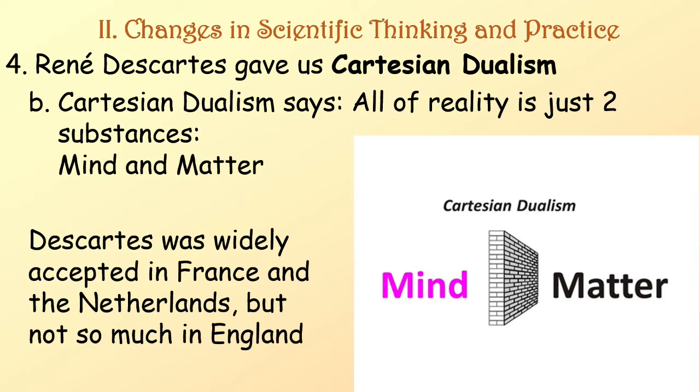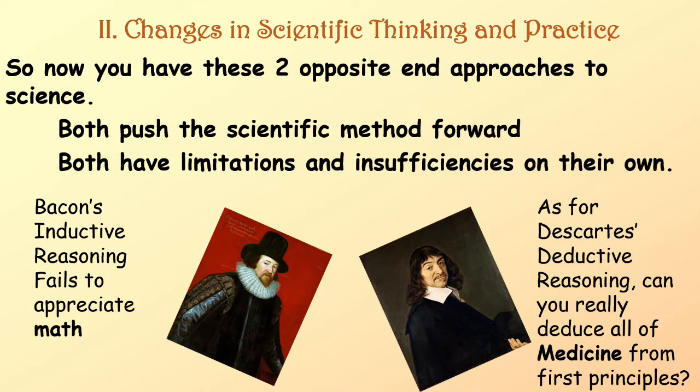René Descartes also gave us Cartesian dualism. And Cartesian dualism says that all of reality is really just two substances, mind and matter. Descartes was widely accepted in France and the Netherlands, but not so much in England. So now you have these two opposite end approaches to science. Both of them push the scientific method forward, but both have limitations and insufficiencies on their own.